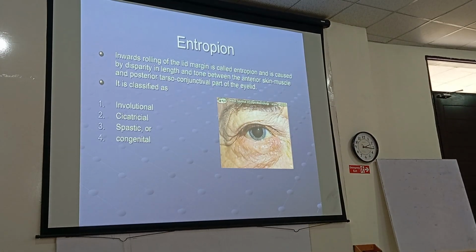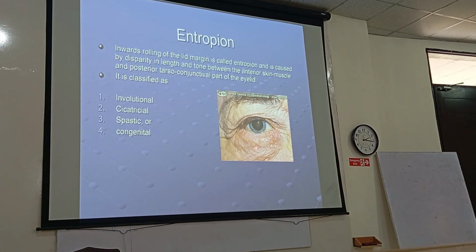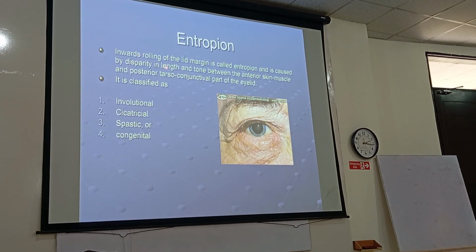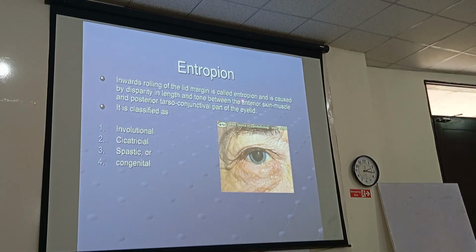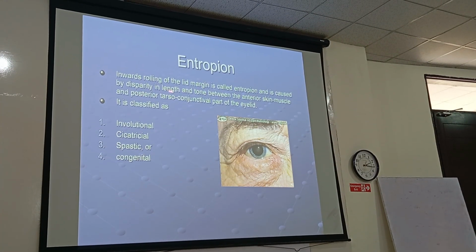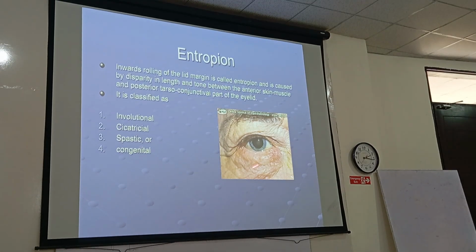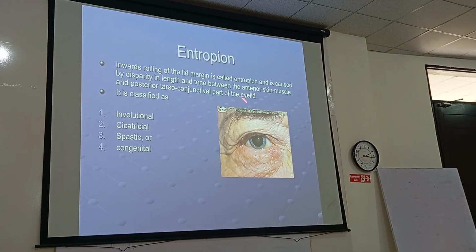Okay, what is entropion? Look at this picture. Inward rolling of the lid margin is called entropion and is caused by disparity in length and tone between the anterior skin muscle and posterior tarsoconjunctival part of the eyelid.